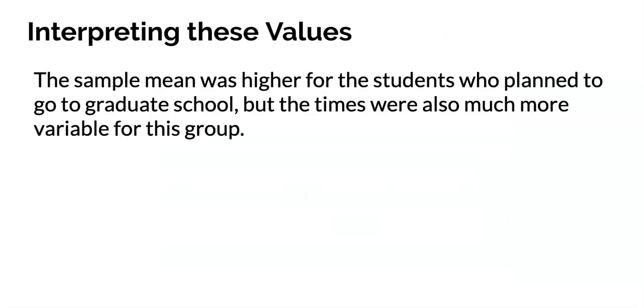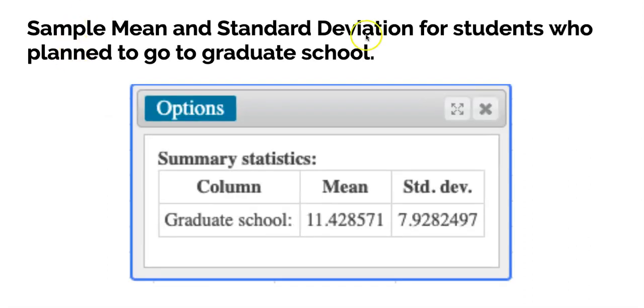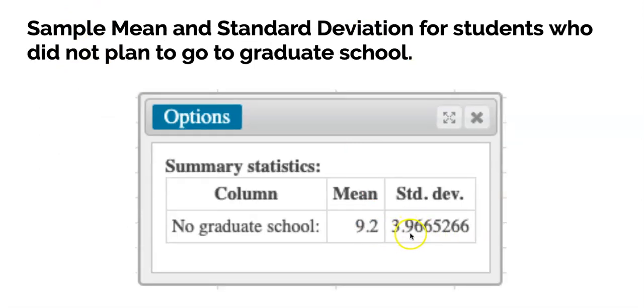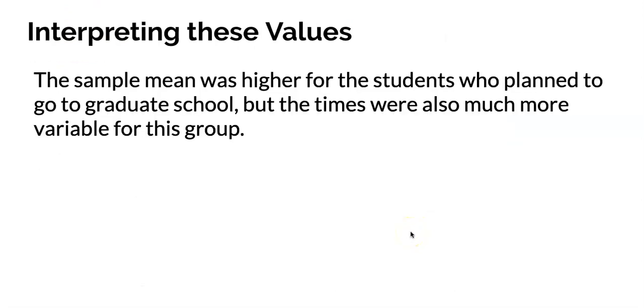So guess what we're gonna do? Well, first, let's go ahead and interpret these values that we just found, the mean and the standard deviation. The sample mean was higher for the students who plan to go to grad school. We saw that it was about 11 versus 9 hours. But the times were also much more variable for this group. Notice the standard deviation was about 8, compared to, that was much bigger than what? 4 hours, right? So that's the interpretation. The mean and the standard deviation tell us that people who plan to go to grad school tend to study much more in the sample average, but it's also much more variable for that group.